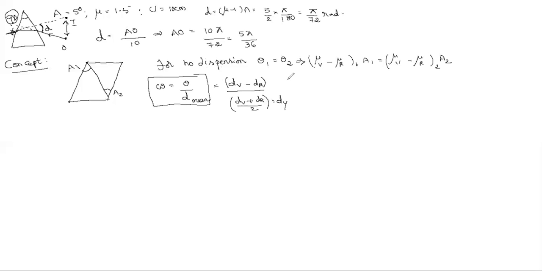Okay. From this equation, why don't we write theta equals omega into d mean? We can write, sir. So instead of writing theta 1 equals theta 2, we can write omega 1 d1 equals omega 2 d2. Even this is correct for the case where there is no dispersion but there is some deviation.